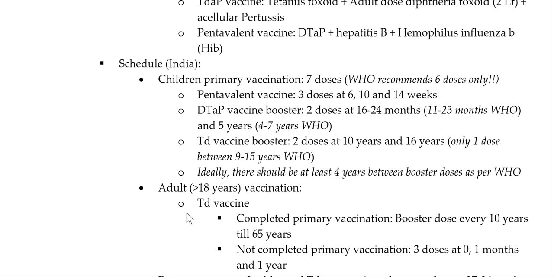The DTaP booster, 2 doses, one at 16 to 24 months and one at 5 years, is also in alignment with the WHO recommendation. But the Td vaccine booster, 2 doses, one at 10 years and one at 16 years, is applied in India. However, WHO recommends only 1 dose between 9 to 15 years. So, as per WHO, only 6 doses are required, but in India, we are giving a total of 7 doses. WHO also recommends that at least a 4-year gap should be there between two booster doses. So that is about children's primary vaccination.